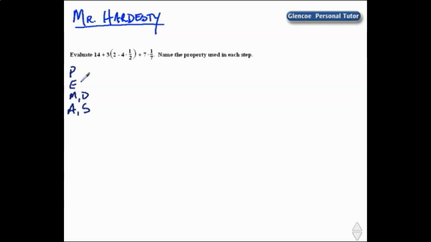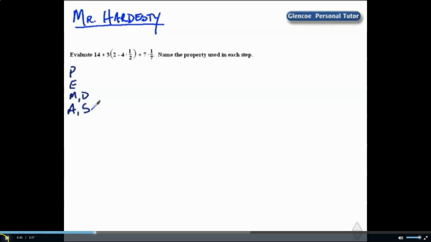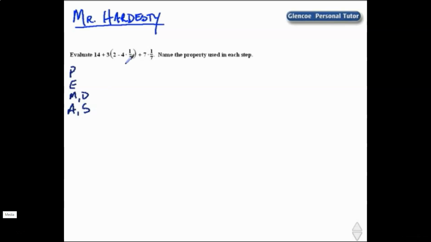Let's review order of operations, or PEMDAS: parentheses, exponents, multiplication and division left to right, addition and subtraction left to right. So within the parentheses, multiplication comes before subtraction. So we'll multiply 4 times 1/2, which is 2. And we'll rewrite that in the parentheses as I rewrite the problem. And that is simple substitution as we name the properties along the way. We have put 2 in for 4 times 1/2.